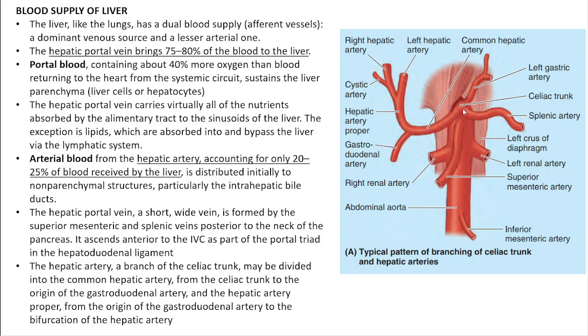Just after originating, the celiac trunk divides into its largest branch, the splenic artery, the second largest branch, the common hepatic artery, and the smallest branch, the left gastric artery. The common hepatic artery is actually the largest branch in the fetus because the liver needs a lot of blood flow for hematopoiesis. So this is the largest branch in the fetus, but in adults the splenic artery is the largest branch.